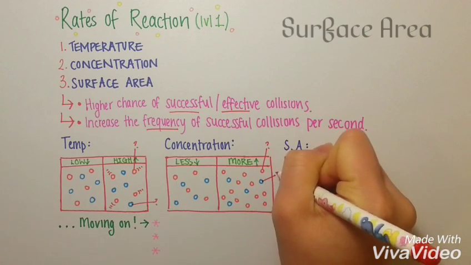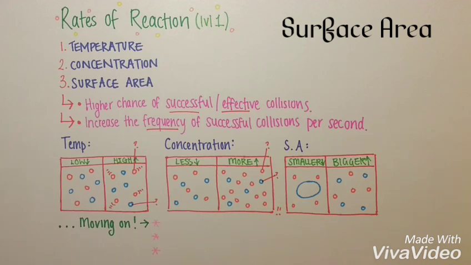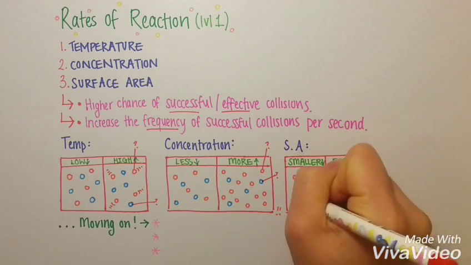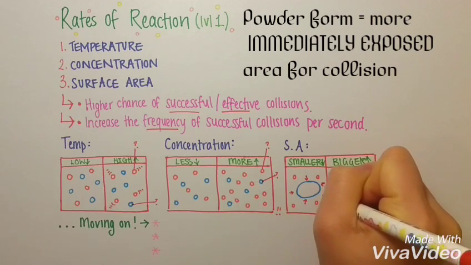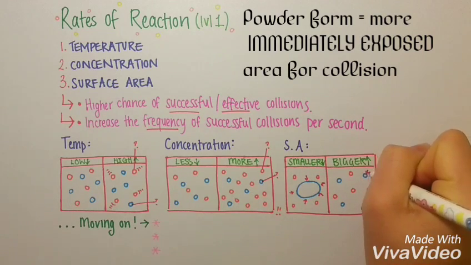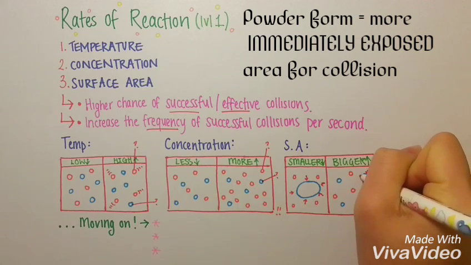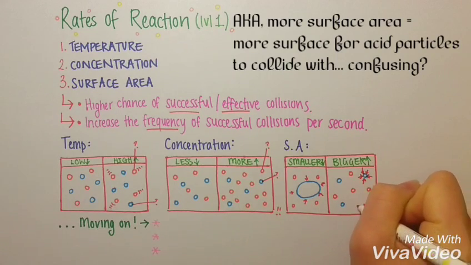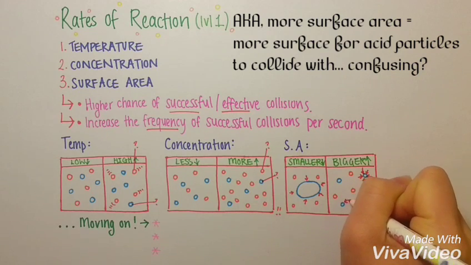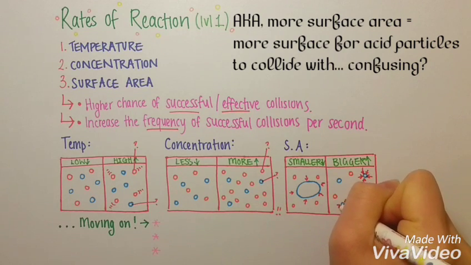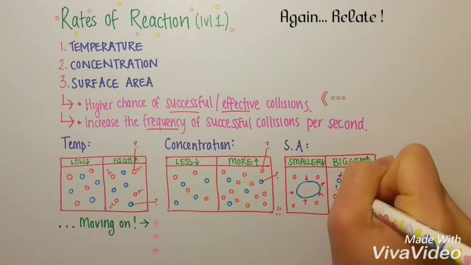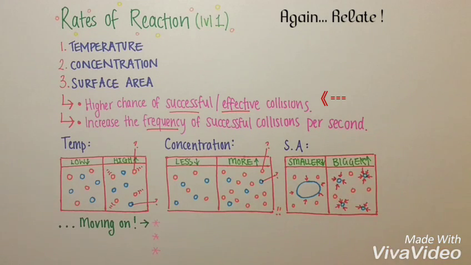Finally, increasing the surface area into smaller pieces such as powder form results in a faster reaction because in comparison to a big blob of reactant, the powder form has much more immediately exposed area for collisions. In other words, since there is more surface area, there is more surface with which the acid particles can collide, which can sound a little confusing. Again, this will increase the chance of effective or successful collisions and the frequency of successful collisions.